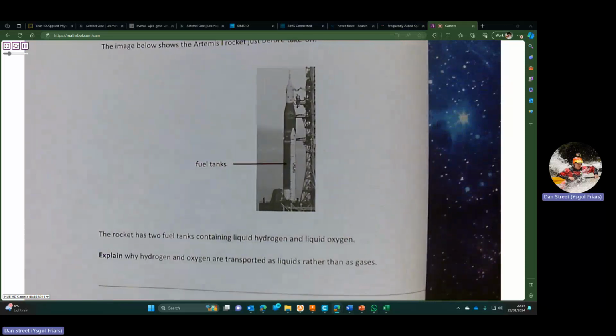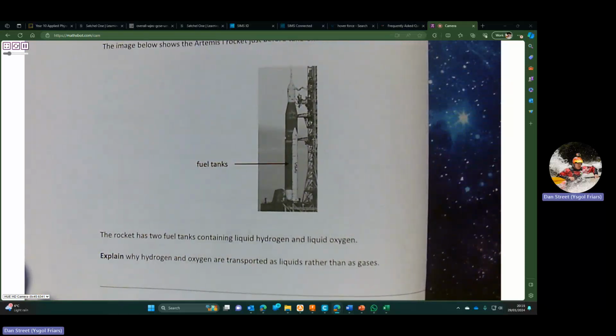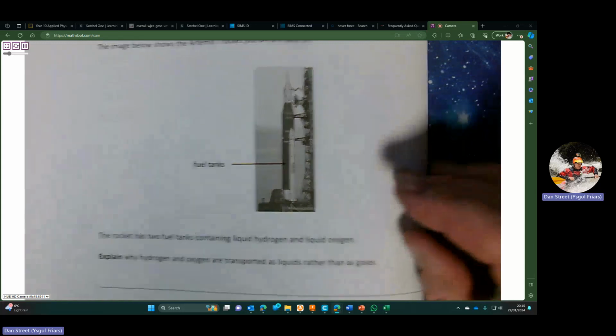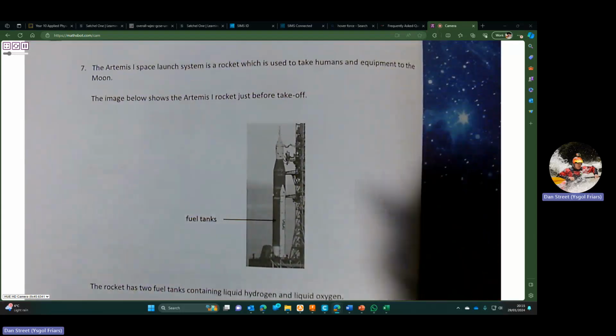Okay, the final question now. Generally, this was not well answered. Many people didn't answer it at all. But you do need to get into the habit of answering these open questions because they're quite important as you move up through the school.